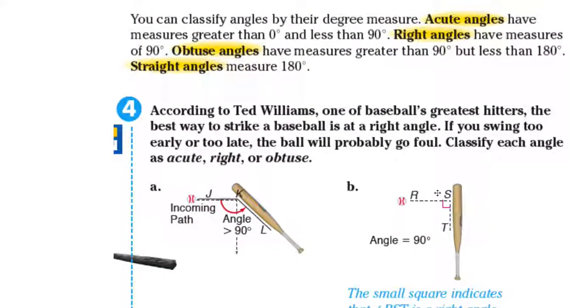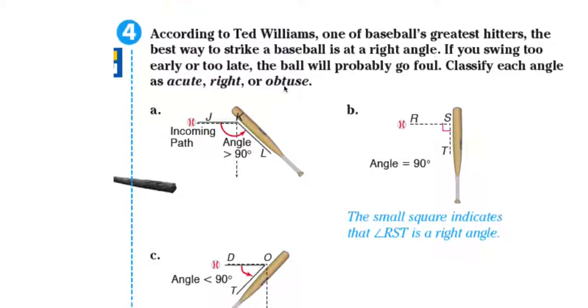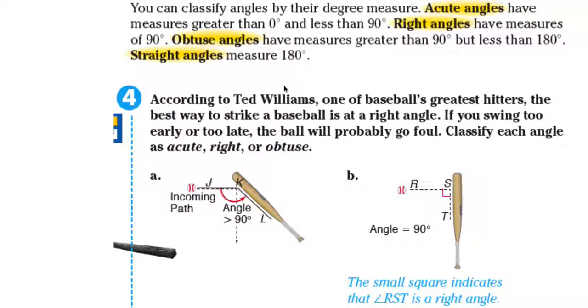Okay, and let's classify angles. You can classify angles by their degree measure. Acute angles have measures greater than 0 degrees and less than 90 degrees. Right angles have measures of exactly 90 degrees. Obtuse angles have measures greater than 90 but less than 180 degrees. And straight angles measure 180 degrees. Let's take a look at example number 4 and classify these angles.